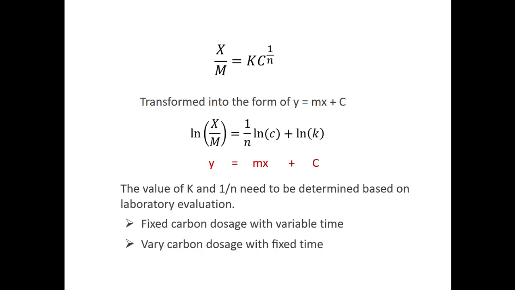The values of k and 1/n have to be determined based on laboratory evaluation. So we make a lab experiment, then we can come out with the constants k and n. We have two approaches of lab experiments. Either we apply a fixed carbon dosage over different time intervals, or we apply different carbon dosages with a fixed time duration.